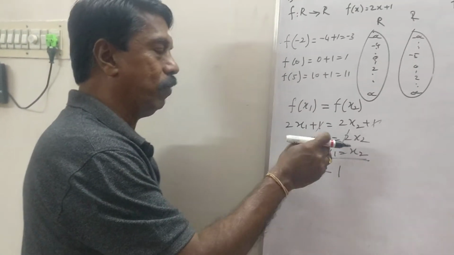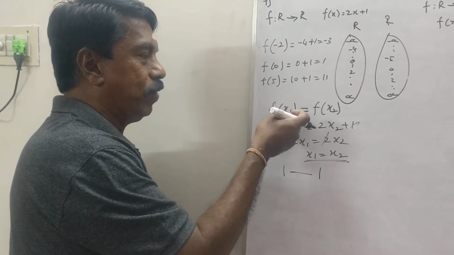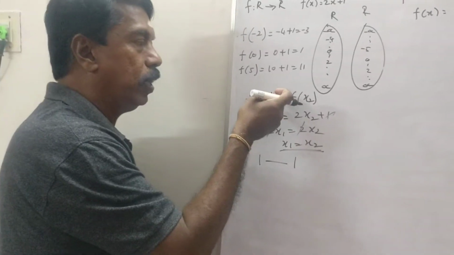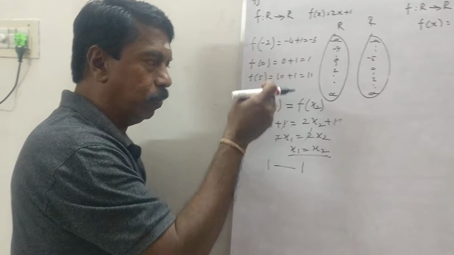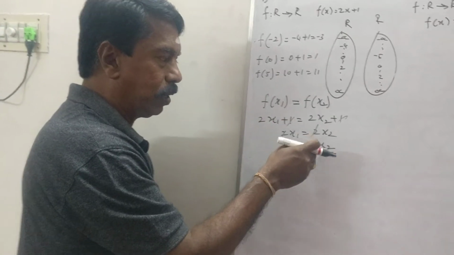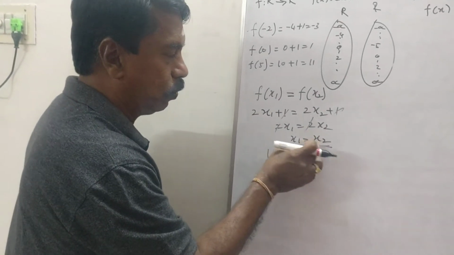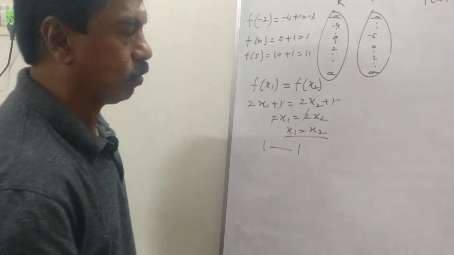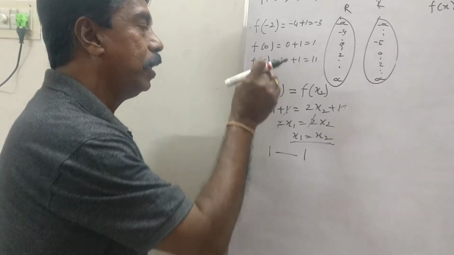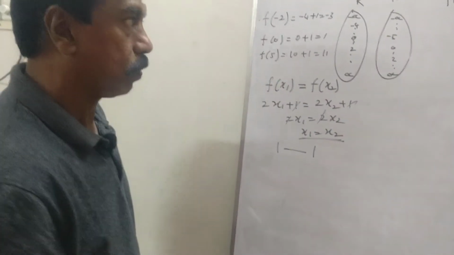Suppose we get into a contradiction: taking f of x1 equal to f of x2, suppose we come to a conclusion that x1 is not equal to x2. That means it is not one to one.